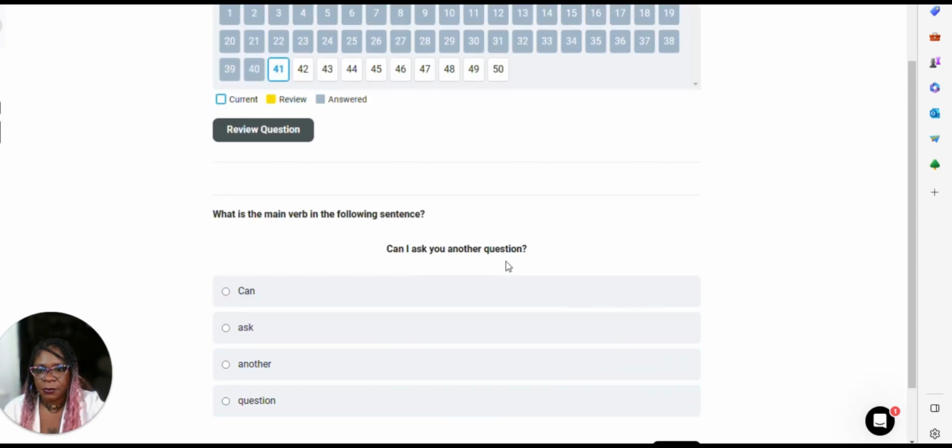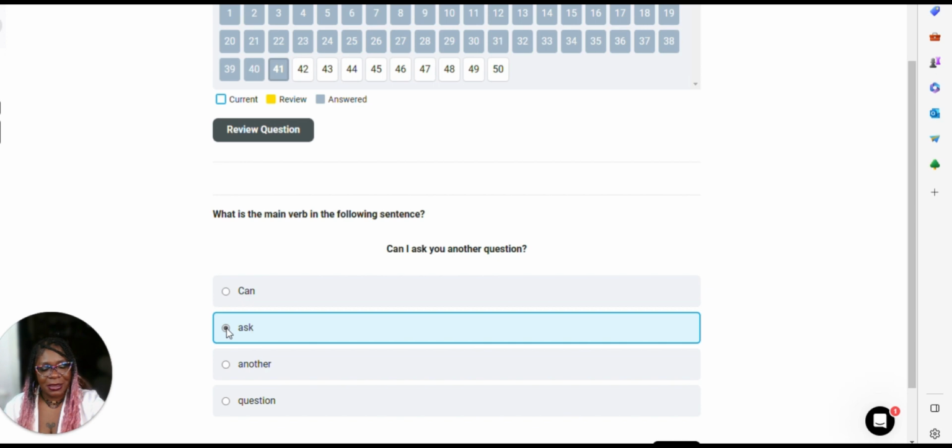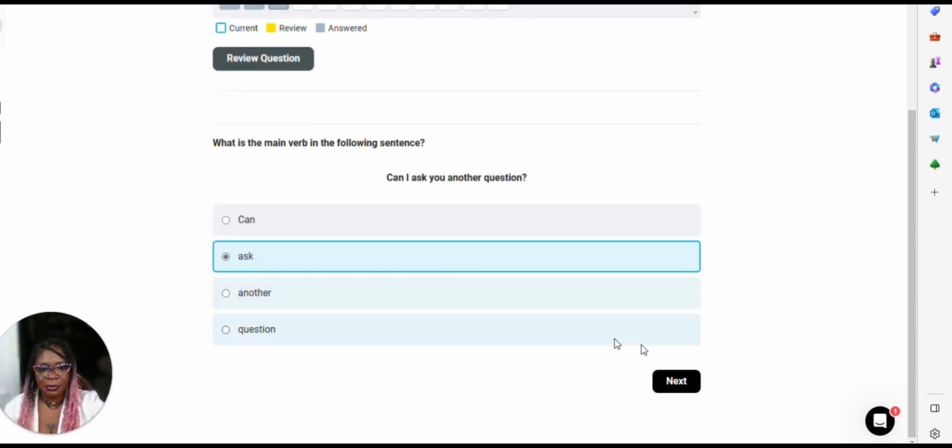We're going to move on to our next question. What is the main verb in the following sentence? Can I ask you another question? Is it can? Is it ask? Is it another? Or is it question? So the answer for this one is going to be ask. Ask is the main verb in this sentence. Can I ask you a question? Okay.